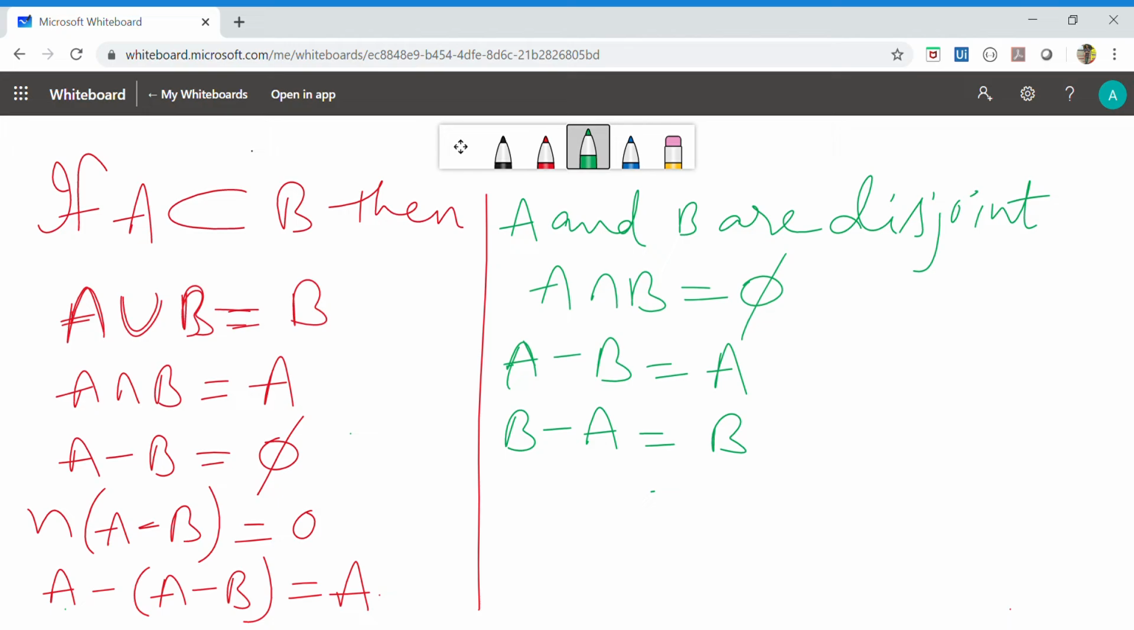Then what is n of A intersection B? n of means the cardinal number of A intersection B. A intersection B is the null set. So what is the cardinal number of A intersection B? 0.